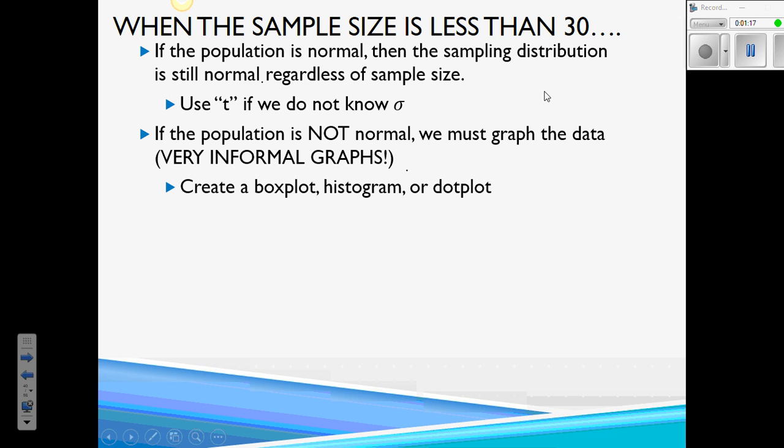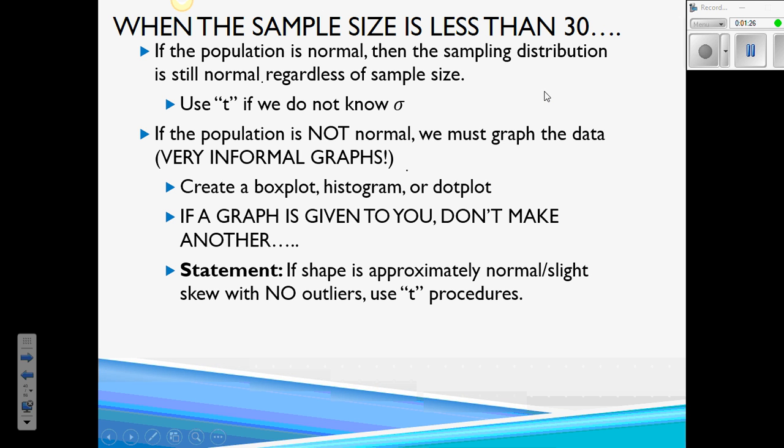So what we're going to do is create a box plot, a histogram, or a dot plot, and we're going to look at the shape of these graphs. If the shape of these graphs is approximately symmetric, we're going to go ahead and infer that the sampling distribution of that sample mean is going to be approximately normal as well.